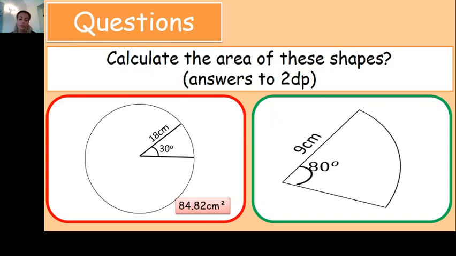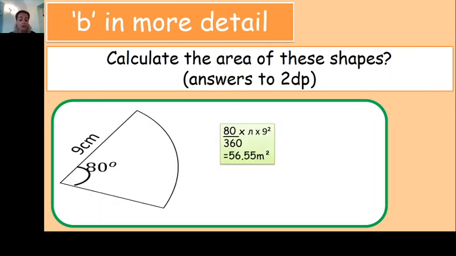Okay, so the answer for the first one, you should have done 30 divided by 360 times pi times 18 squared, and you should have got 84.82 centimetres squared. And then for the next one, you should have done 80 divided by 360 times pi times 9 squared, and you would have got a circle sector area of 56.55 metres squared. So if we look at that in a bit more detail, that's the exact working out that we did to work that one out. 80 over 360 times pi times 9 squared, okay? So you might want to pause that, guys, look at that working out, see how I managed to get the right answer, just to make yourself a bit more confident. That's absolutely fine.